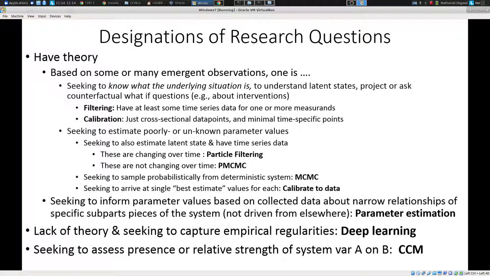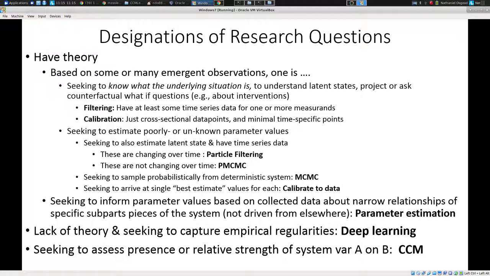If you have a lack of theory and you're seeking to capture empirical regularities, Bopu will be presenting an example of the deep learning technique, which can be very powerful for taking complex data, say, from an image or data over time, and classifying it without a clear theory that emerges from it. So deep learning will be an approach. It's a bit of a black box approach, although there are those that seek to explicate what it really means. And Bopu will be presenting an example of this that makes use of images in a talk this afternoon.